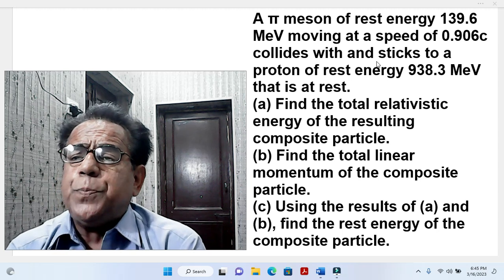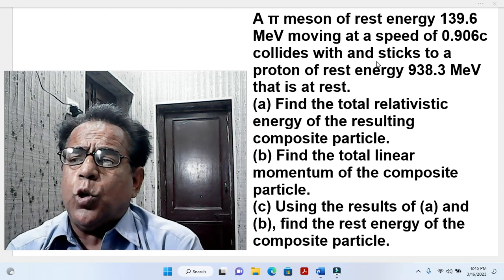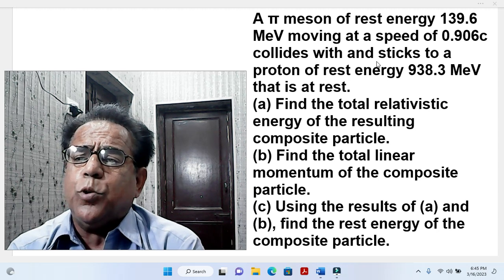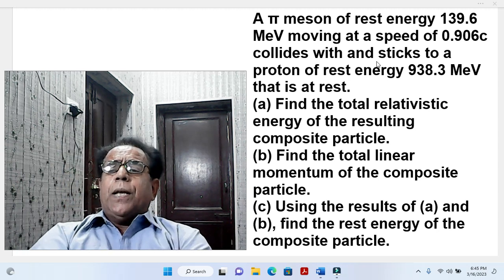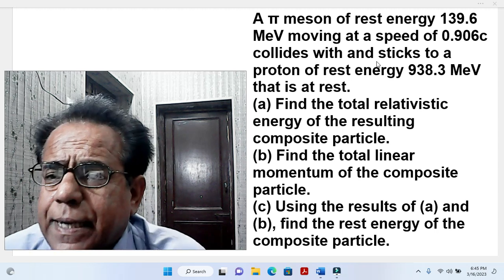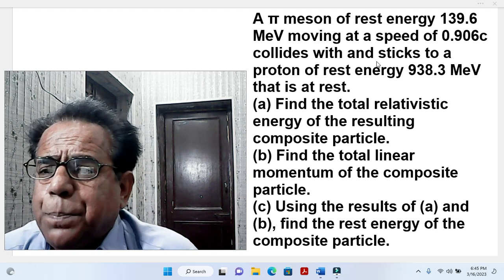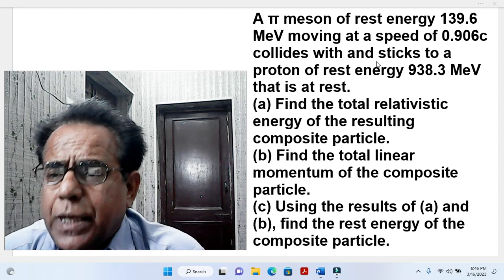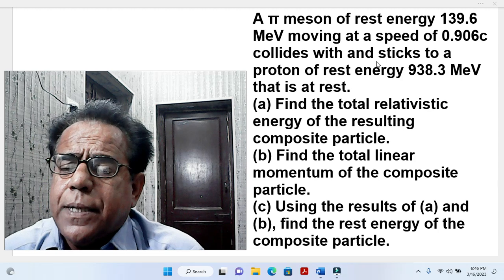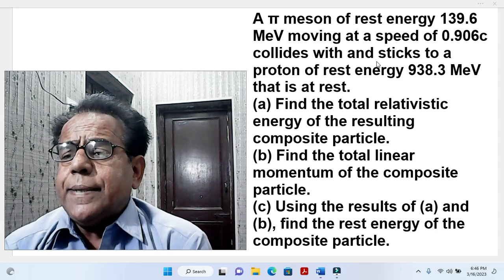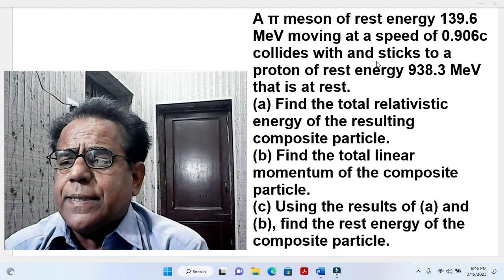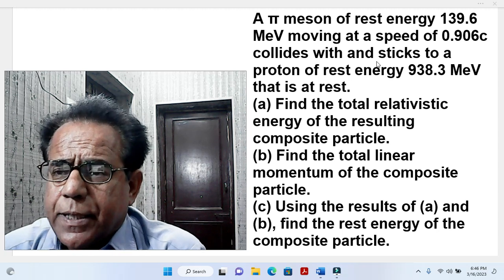Part A of this problem is to find the total relativistic energy of the resulting composite particle. Part B, find the total linear momentum of the composite particle. Part C, using the results of A and B, find the rest energy of the composite particle.